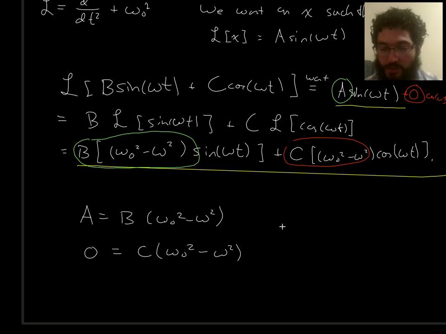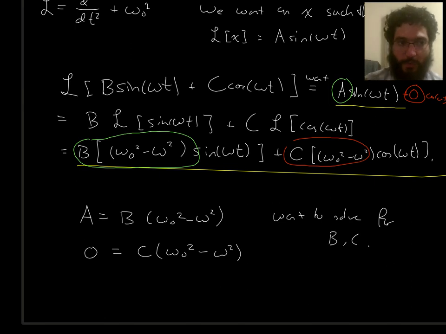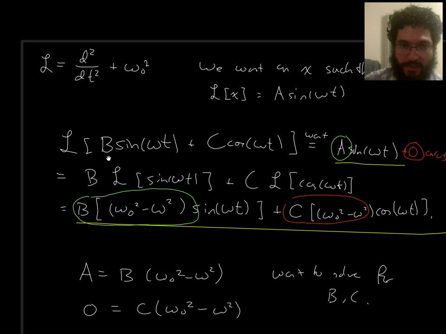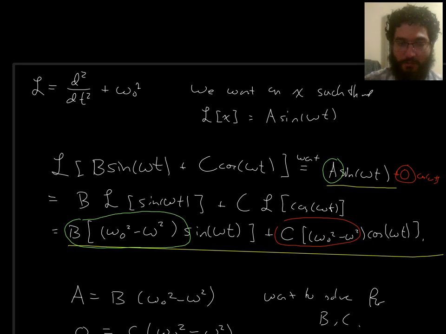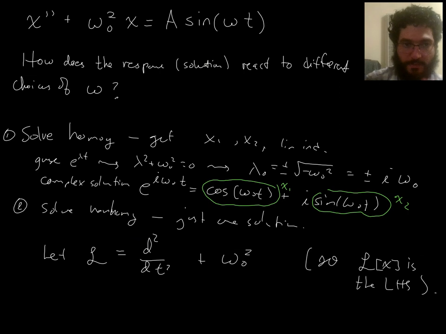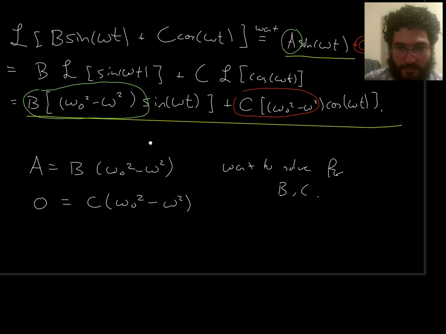And my goal is to solve for b and c. Remember why? Because if I solve for b and c, then this will be a particular solution to the original differential equation. And that is step 2, is to get just one particular solution. Okay, so I want to solve this.